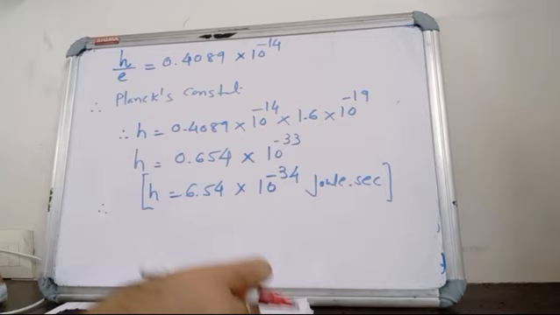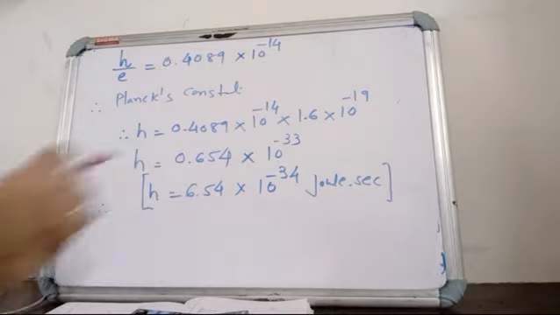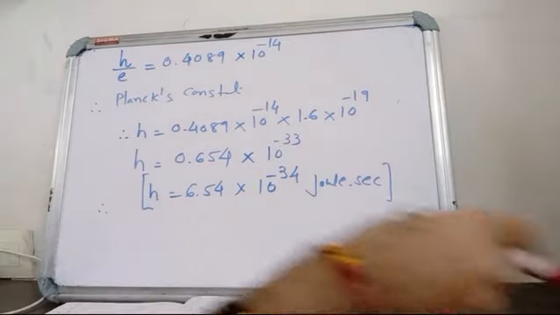Very good. In the textbook, the answer of problem 11.28, h is 6.64 given, right? 6.64, but we have obtained 6.54. In the textbook it is written 6.64, but we have obtained 6.54, right?